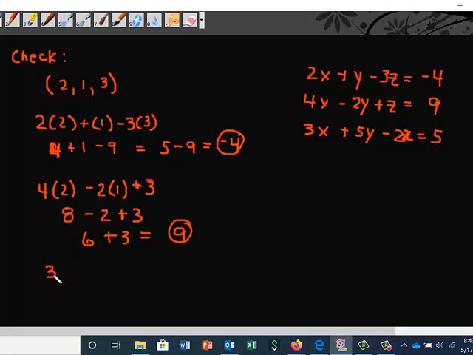Okay, this is 3 times 2 plus 5 times 1 minus 2 times 3. So this will be 6 plus 5 minus 6. So this will be 11 minus 6, which is equal to 5. So thank God that this all came out the same. Everything came out fine.